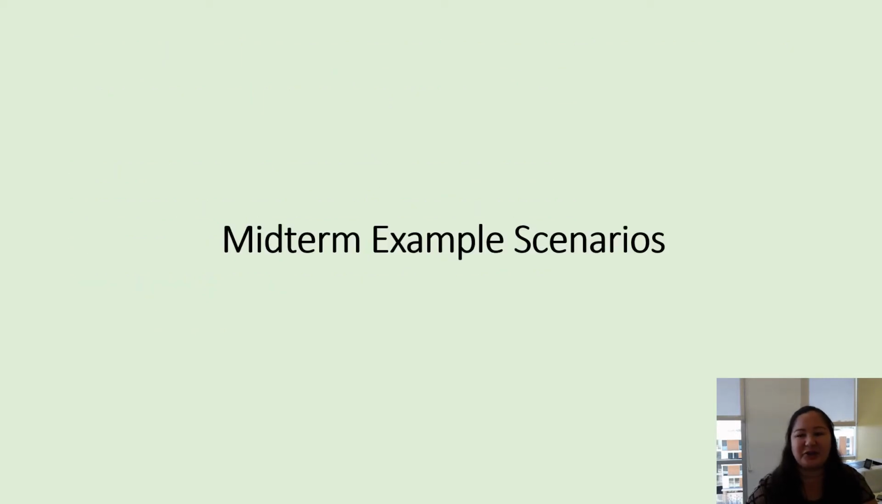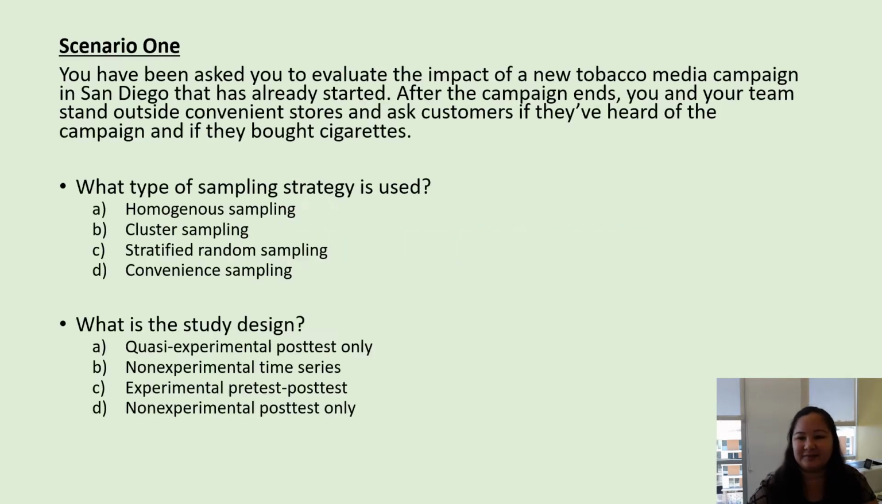Okay, here's some midterm example scenarios. Okay, here's scenario 1. I'll read it one time through, and then I'll read it again and share with you what my thought process is as far as if I were a student reading the exam. Okay, so scenario 1 is, you have been asked to evaluate the impact of a new tobacco media campaign in San Diego that has already started. After the campaign ends, you and your team stand outside convenience stores and ask customers if they've heard of the campaign and if they bought cigarettes. Okay, seems like something that could actually be a real program.